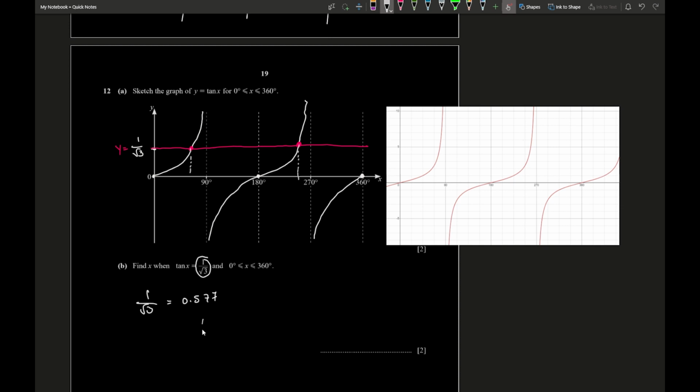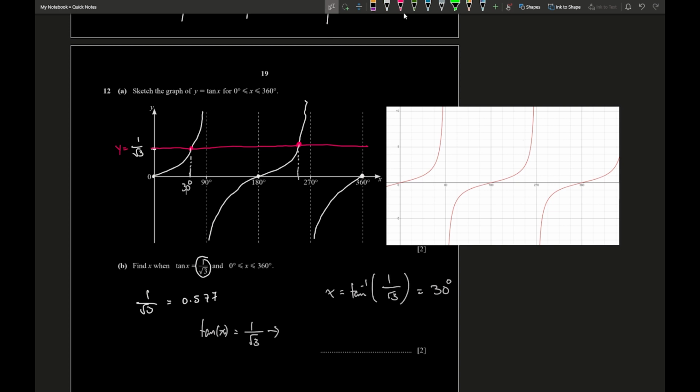So you'll say tan of x is equal to 1 over the square root of 3. To find the first solution, the first value of x, you'll take tan inverse of both sides. So x is equal to tan inverse of 1 over square root of 3, which is equal to 30 degrees. So this point is 30 degrees. But how do we find the second point?